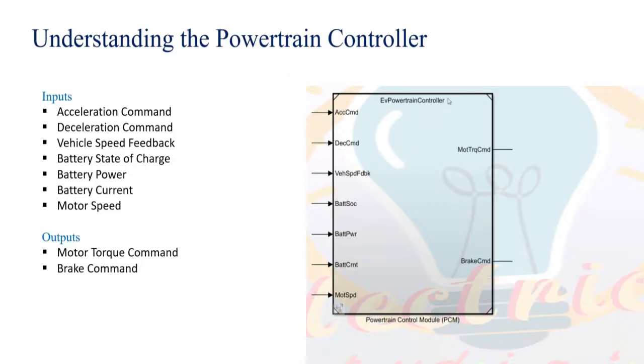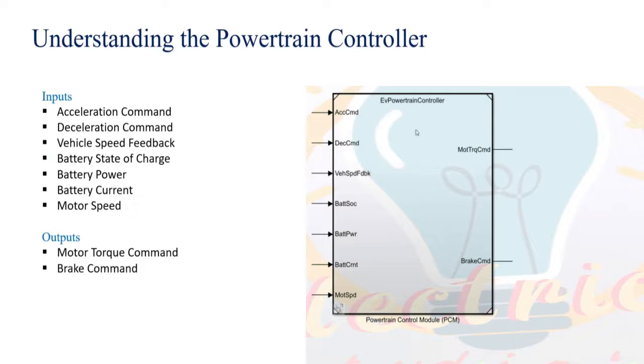When you look at the powertrain controller, this is an example of a powertrain controller. The powertrain controller gives an output called the motor torque command. This is the command that comes into your inverter. This is the command that drives your switches, basically. How is this command generated? To generate this command, what are all the inputs needed by the controller?